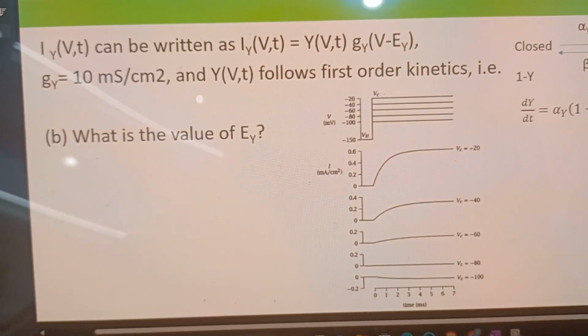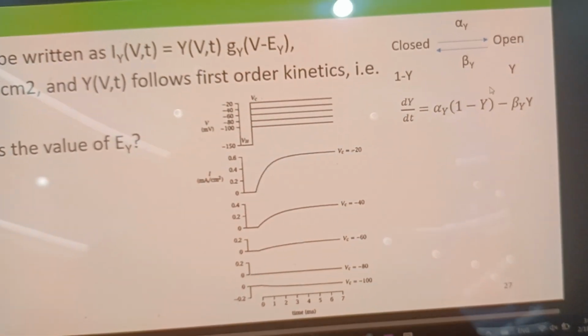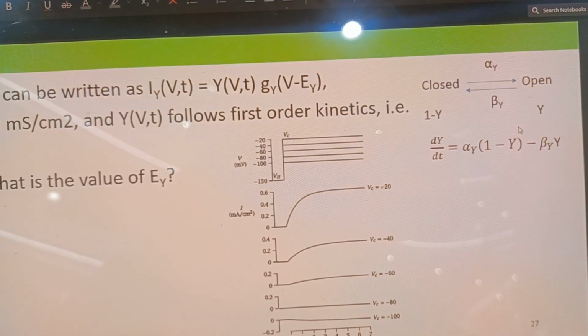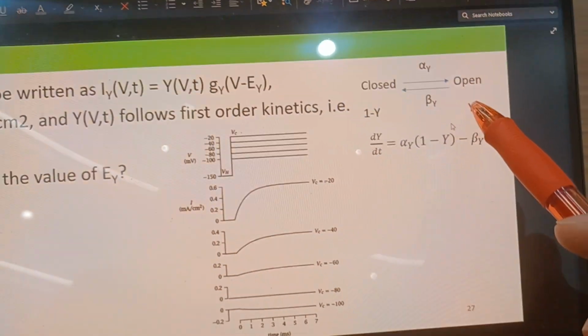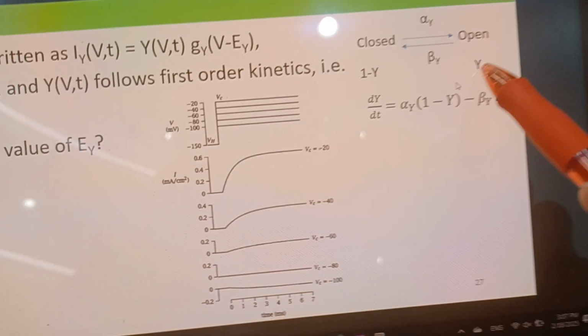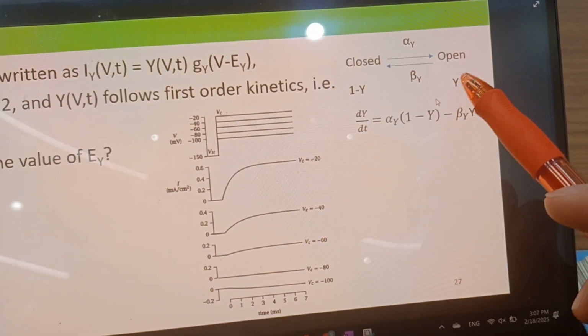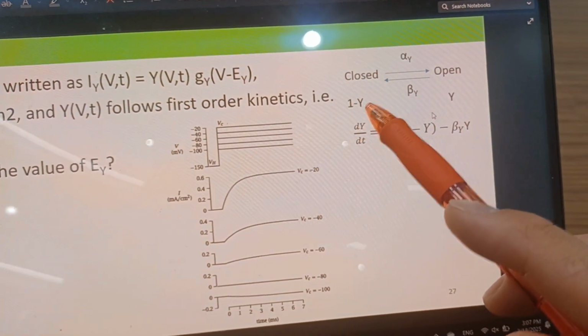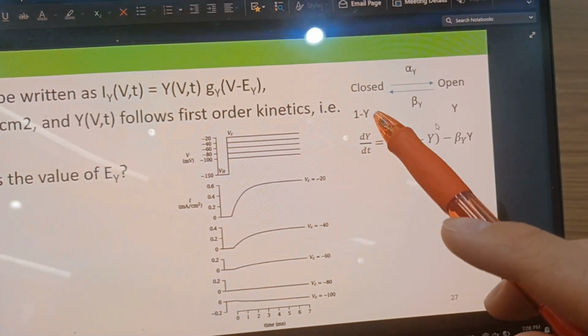And then what is the value of EY, which is the equilibrium potential of Y? Y is the probability or the percentage of the ion channels that are open. And so if 50% of it is open, then it makes sense for the 50% to be closed. If it's 70, then this would be 30%. Makes sense.